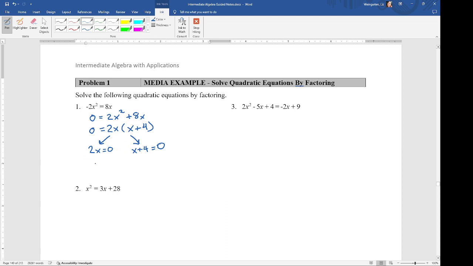Dividing both sides by 2, we get x equals 0 as our first solution. Subtract 4 on both sides and we get x equals negative 4 as our second solution.